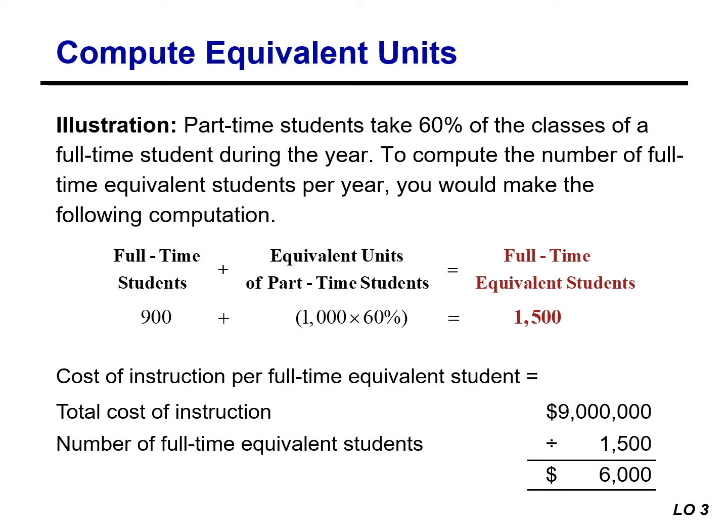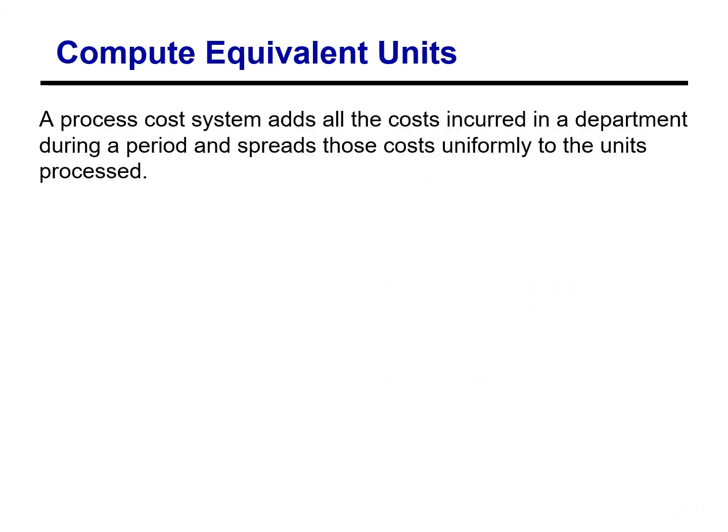A process cost system uses a similar approach. The basic idea in process costing is to add all the costs incurred in a department during a period and spread those costs uniformly to all the units processed in that department. A department usually has some partially completed units. It does not seem reasonable to count these partially completed units as equivalent to fully completed units when counting the department's output. These partially completed units are converted into an equivalent number of fully completed units.